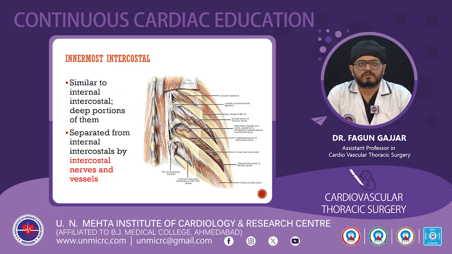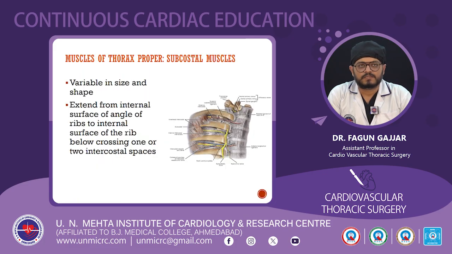The innermost intercostal is similar to the internal intercostal. It includes deep portions of the internal intercostal muscle. It is separated from the internal intercostal by the neurovascular structures like the intercostal nerve and vessels. The subcostal muscle is variable in size and shape. It extends from the internal surface of the angle of ribs to the internal surface of the ribs below, crossing one or two intercostal spaces.